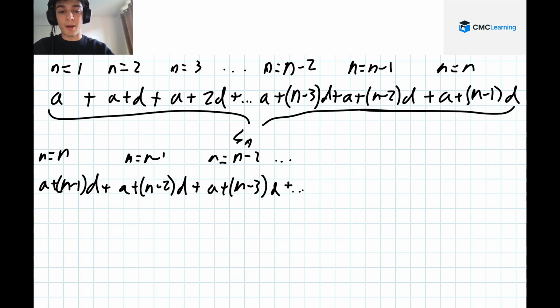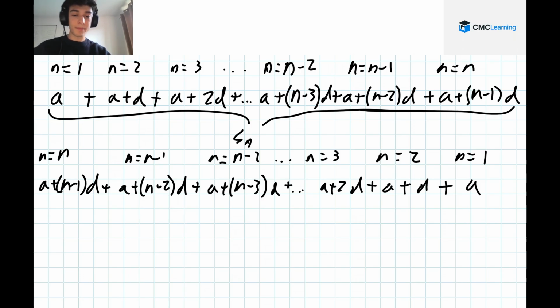Then we have our n is equal to 3 term, which is a plus 2d. Our n is equal to 2 term, which is a plus d. And our n is equal to 1 term, which is just a. It is sometimes good to put these terms over here in brackets so we can understand what's happening.